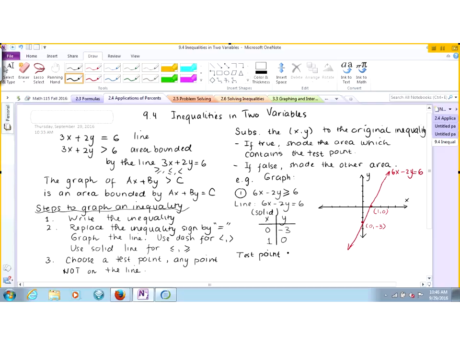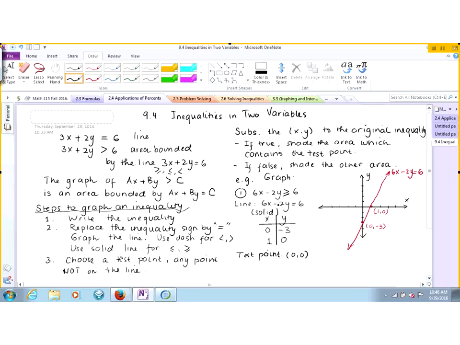Now the easiest one is 0, 0. But you have to make sure 0, 0 is not on the line. Is 0, 0 on the line? No. So what if the line passes through 0, 0? Then you choose a different one, 5, 0, 0, 10, whatever. So I could choose 0, 2 as long as the test point is not on the line. But you want to choose the easiest one, right? The easiest one is 0, 0.